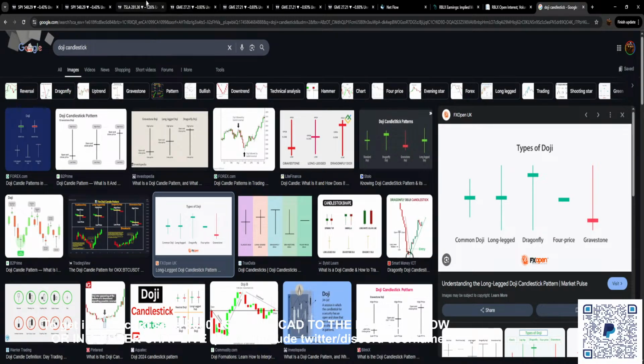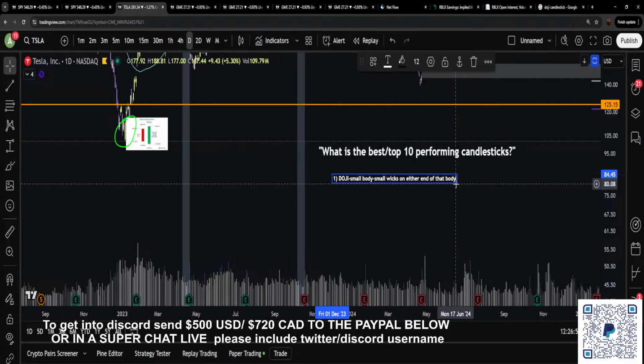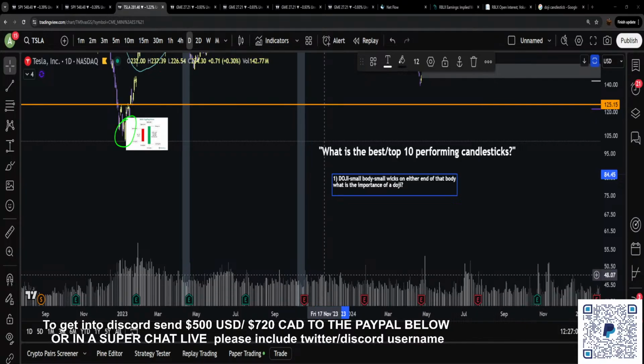Now, what is the importance of a doji? The importance of a doji is that these signal indecision, or indecisiveness. So why is that important? Why is indecision or indecisiveness important?